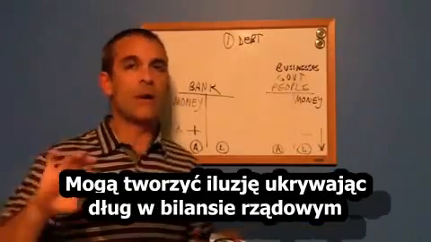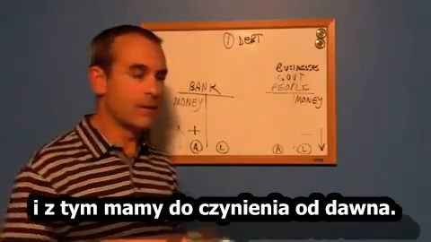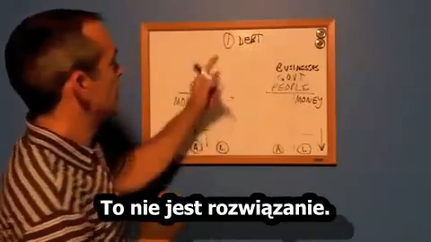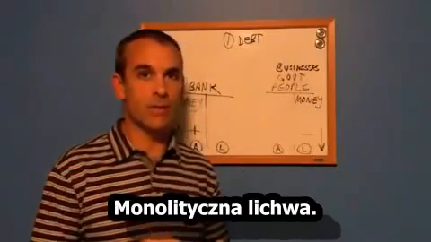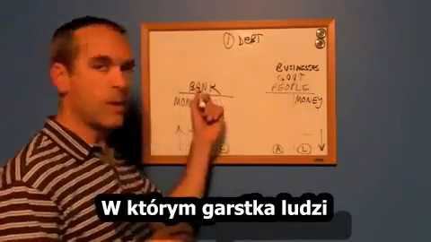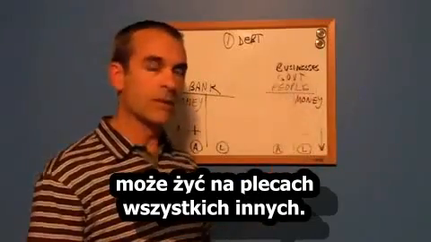They can make an illusion of it by hiding it on the government balance sheet, and that's what we did for a long time. But there is no net savings. That's not the solution. The other thing to mention is that this is usury. It's monolithic usury. It's a pyramid system where a few people kind of live off the backs of everyone else.